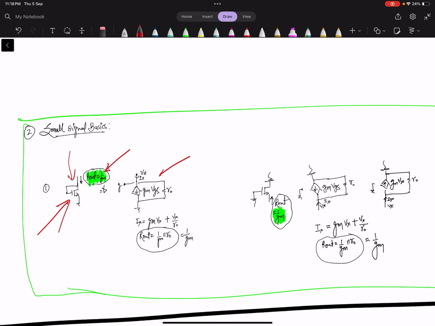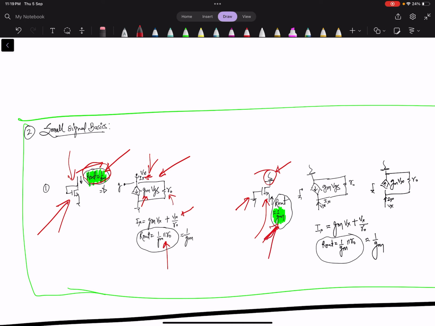If you see the small signal model closely, you can see that the current through this is gm vgs plus the voltage at this node divided by r naught. Because of this, the r out is 1 by gm parallel r naught, but in approximation we say it is 1 by gm. Similarly, it is 1 by gm when you see from the source side, but the condition is that the gate is grounded in the small signal model. If it is ground here and here, then the r out from the source is 1 by gm.